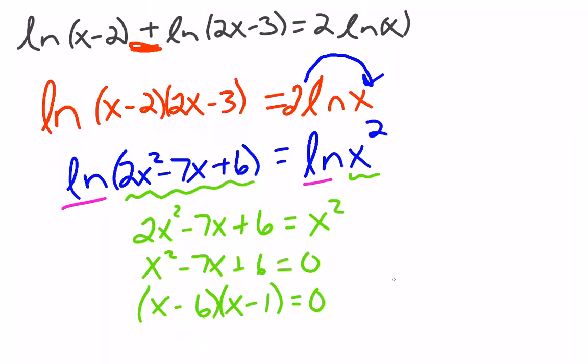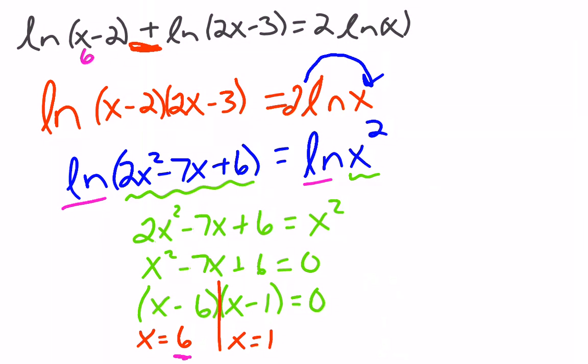And now that means one of these 2 things has to be 0, so either x equals 6 or x equals 1. Now, with logarithms, we can sometimes get extraneous solutions. That means there are extra solutions that don't work in my original equation. So what we have to do is substitute in and make sure we don't get something invalid in my argument. So I'm going to substitute in 6 first.